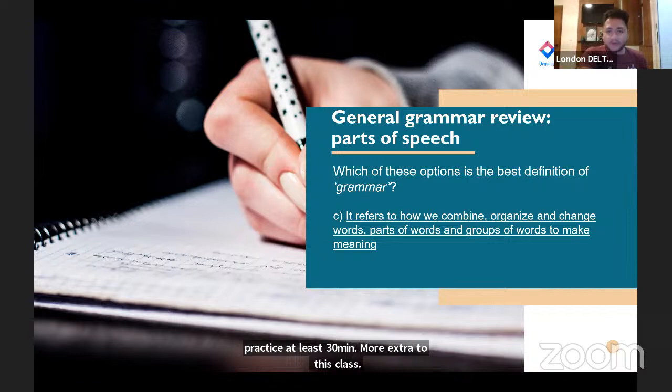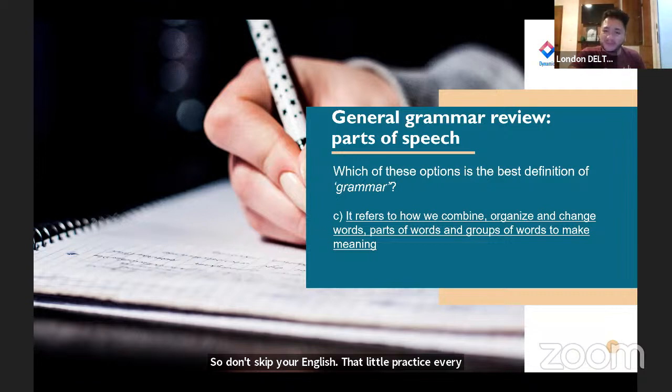Intenten practicar 30 minutos aparte de esta clase cada día. If you couldn't do it one day, then do it 1 hour the next day. Si un día no pudiste hacer media hora, no sé, hazlo 15 minutos, you know. So, but don't skip your English. That little practice every day, and that, if you are constant, is what helps you.